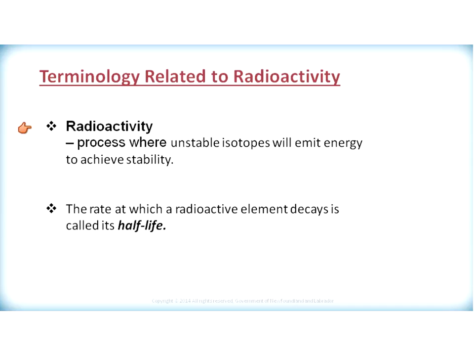The term radioactivity describes a process where unstable isotopes will emit energy to achieve stability. The rate at which the radioactive elements decay is referred to as its half-life. This terminology will be used when we look at calculating the radioactive dates of different isotopes.